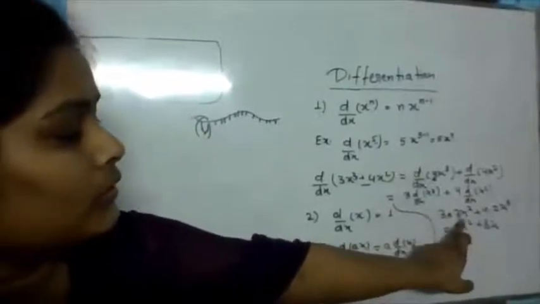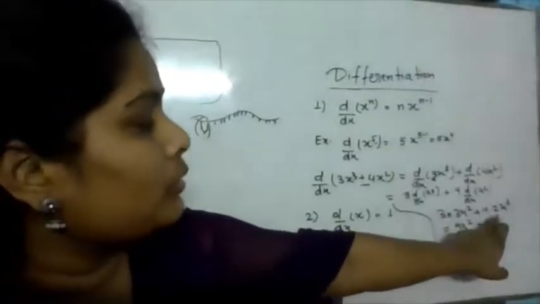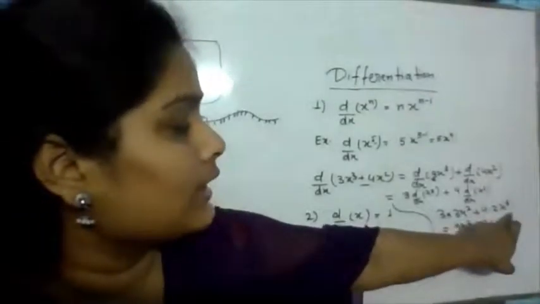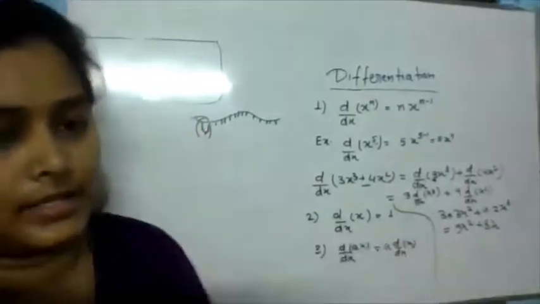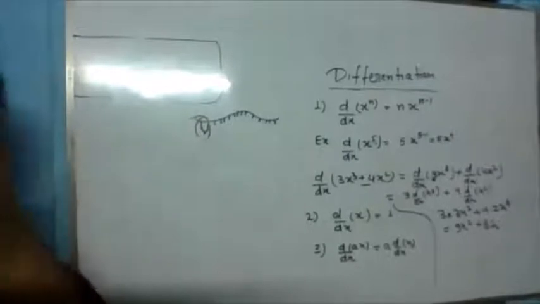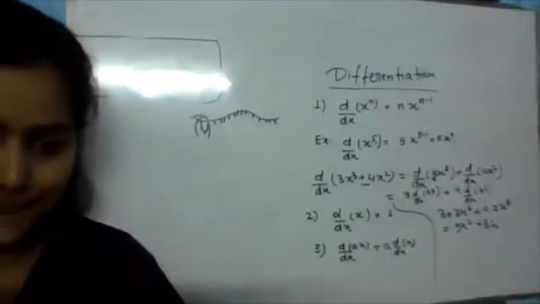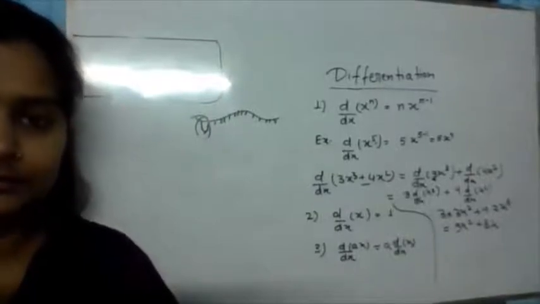Now put the formula: 3x to the power 3 minus 1, that is 2, plus 4 into 2x to the power 2 minus 1, that is 1. So your answer is 9x square plus 8x. This example is clear? Yes, ma'am. A little bit. Okay.